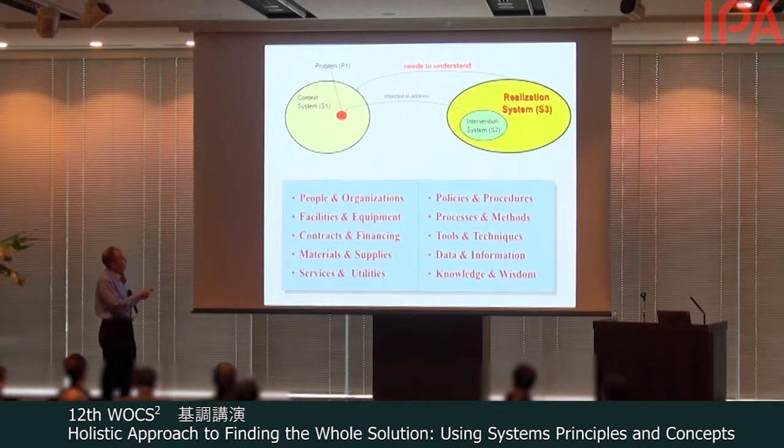So to have the most effective intervention system, you may need to re-engineer your realization system also. So system engineering is more than just engineering that intervention, but also maybe working with the business managers, working with project managers to maybe reorganize, to acquire new facilities, maybe to provide new tools and techniques, get new information, gain new knowledge, new services and utilities, change the process. So we need to consider the entire realization system as part of the success of the intervention system in addressing that problem.